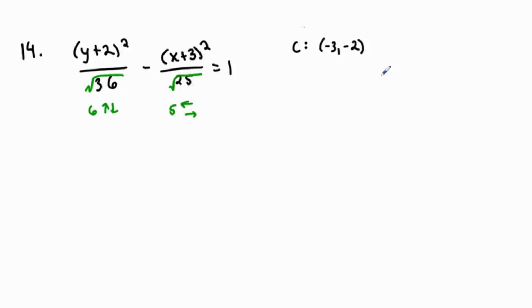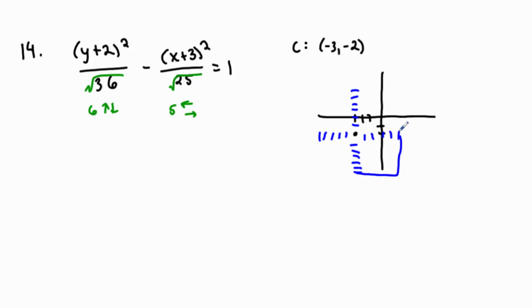So if we draw this, I need to go left 3, down 2. Here's my center. Left and right 5. And up and down 6. And that's a pretty big box and kind of takes us to the edges of our graphs. Pretend that didn't happen up there.